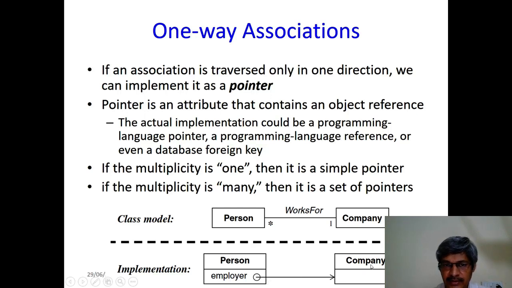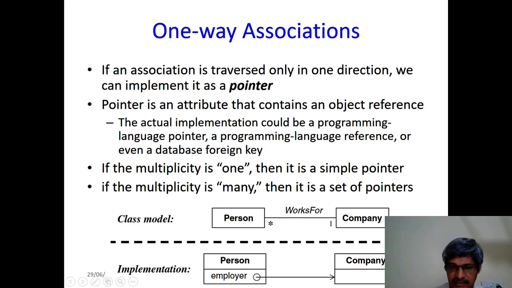The employer is added as an attribute with the pointer reference pointing to the company. The actual implementation of pointers can be a programming language pointer, or a programming language reference, as in Java, or even a database foreign key. We are not that worried about the language-level implementation. There can be several ways, but conceptually, if you can design a pointer which points to that second object, then it is efficient. If it is a one-way association, it is pretty easy. If the multiplicity is one, then it will be a simple pointer.